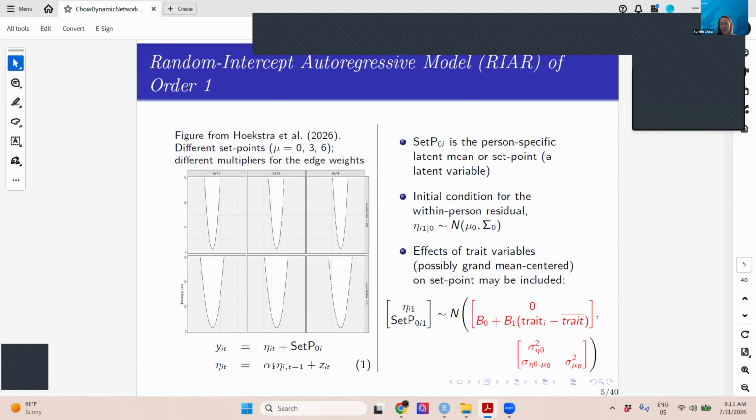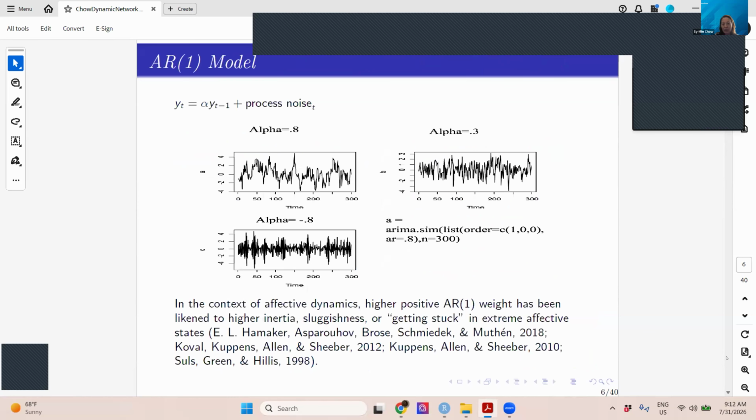And this alpha 1 corresponds to the edge weight, and it controls how fast someone is able to get back to the set point if they are moved away from it. So if I move a ball from the bottom to here or there, how fast can someone get back to that set point? This represents interesting between-person differences in trait level, and we can try to predict that set point using some other covariates that may possibly be grand mean centered.